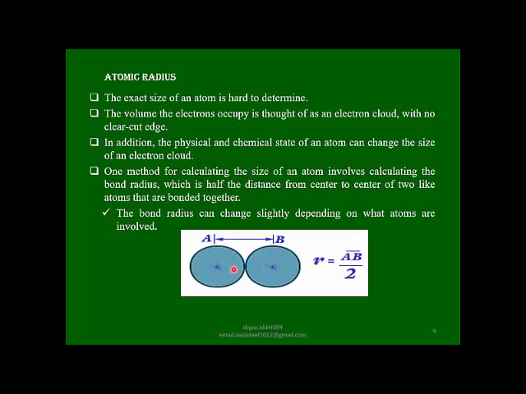So to now get the atomic radius, since it's the same atom, we expect to get equal radii. If this is 1, this is 1 also. So we now have 1 plus 1 together divided by 2, making 1. So 1 is the atomic radius. That is just an example. So the atomic radius is just like that, and we know that the bond radius can change slightly depending on what atoms are involved.